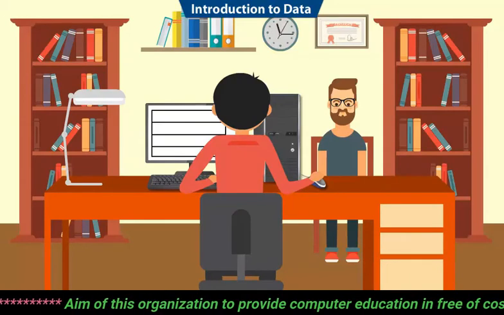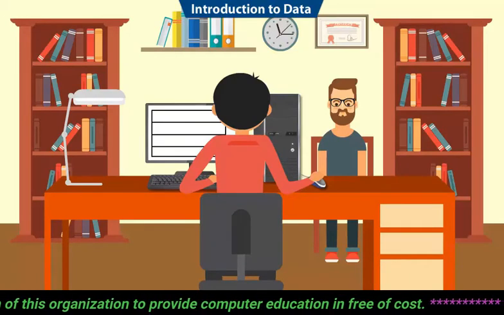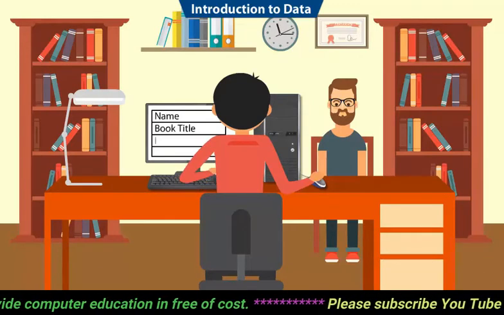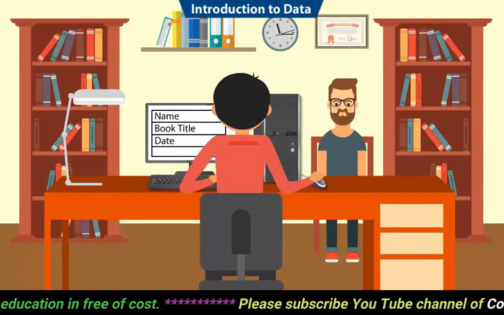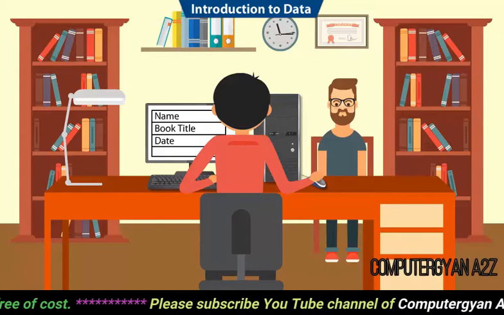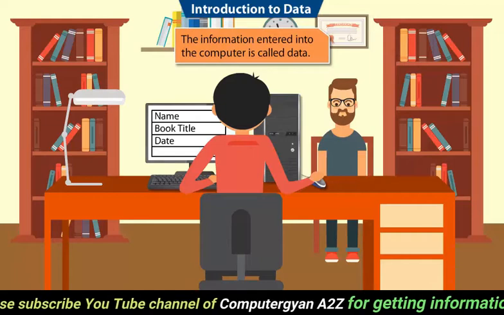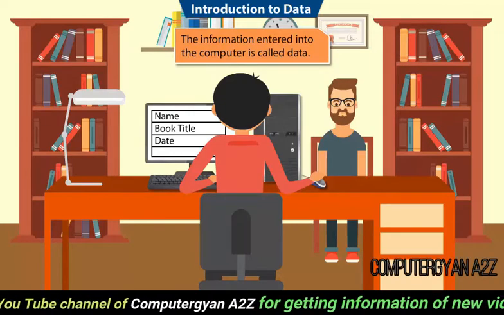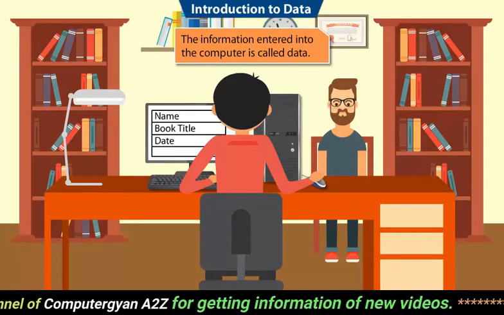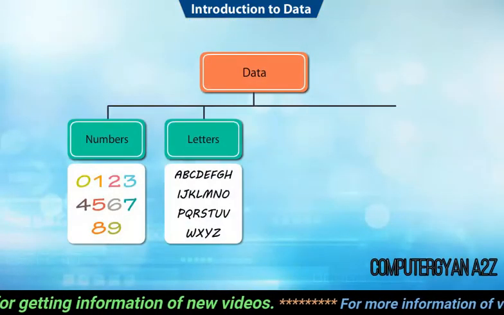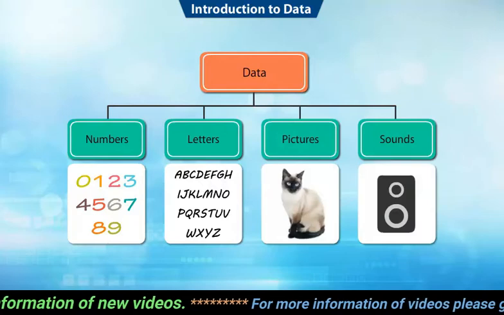When you go to a library to borrow a book, the librarian enters details such as your name, the name of the book, and the date on which you borrowed the book in the computer. The information entered into the computer is called data. Data can be numbers, letters, pictures, or sounds.